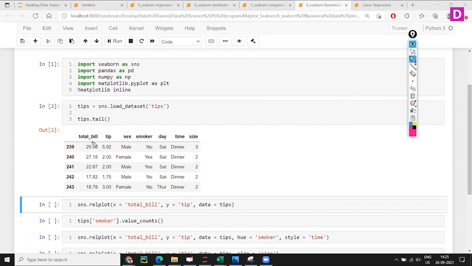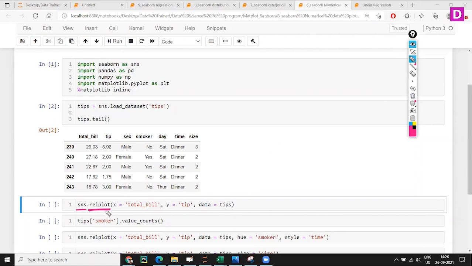So basically we are trying to understand, is the tip dependent on the total bill or not? So how will I identify that? I'm going to plot this relational plot, right? So I'm going to use Seaborn dot relational plot, or rel plot.